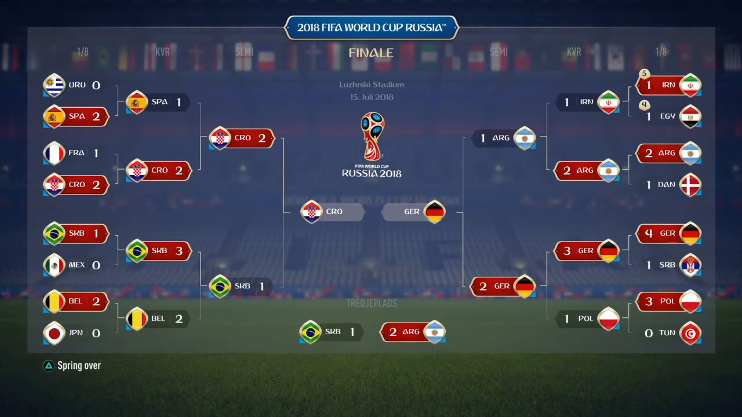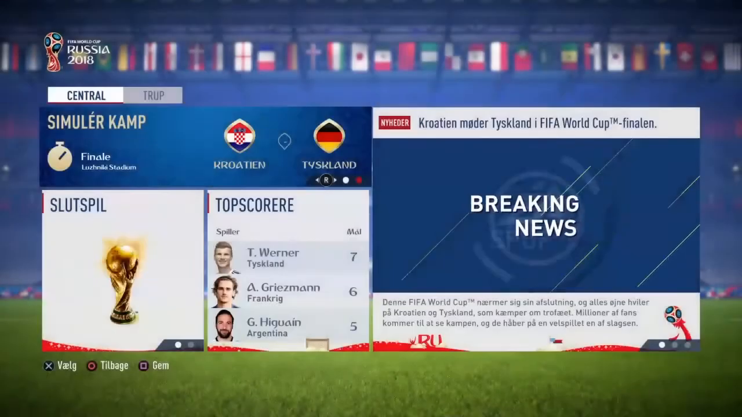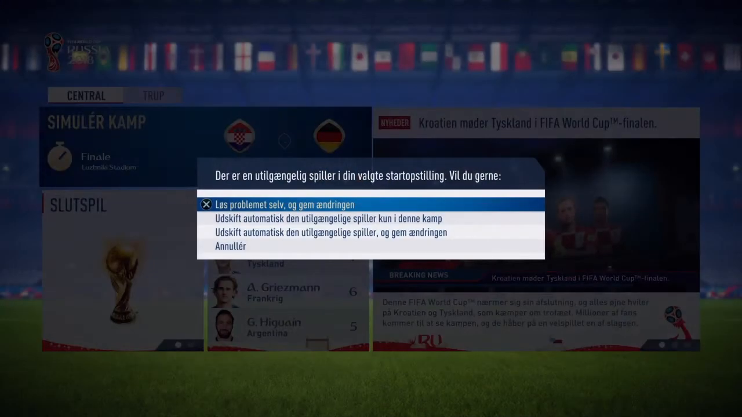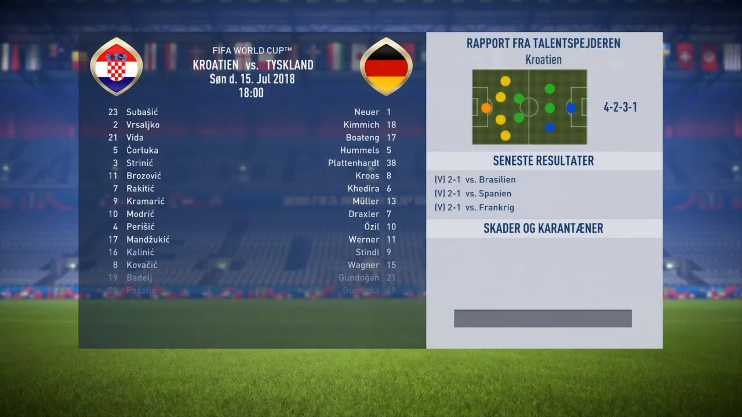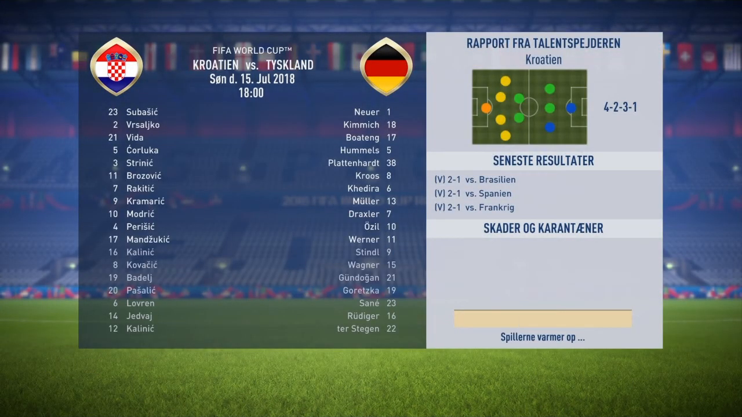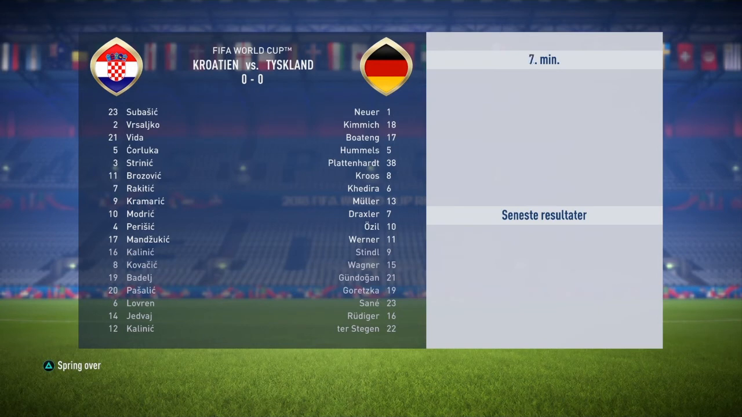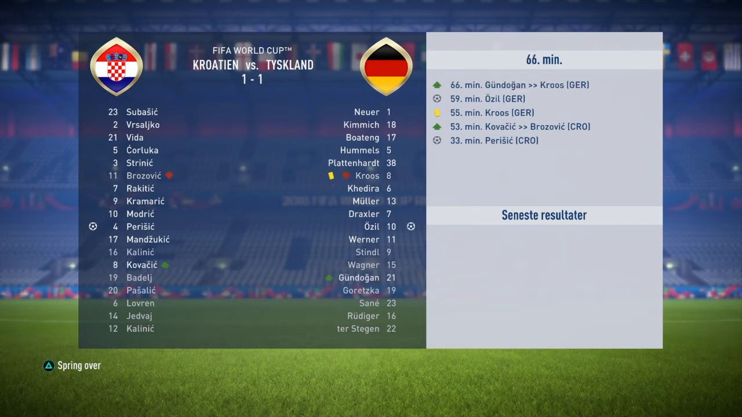But now to the final, which I will let run through so we can follow it on the screen. What will happen between Croatia and Germany in the FIFA World Cup 2018 final. Nothing's happened yet. We're about half an hour into the game, and Perisic scored for Croatia to make it 1-0. Oh my god, if Croatia wins the World Cup, that would be... Özil equalizes with a goal here. What will happen in the remainder of the match? Will it go to extra time between Croatia and Germany?